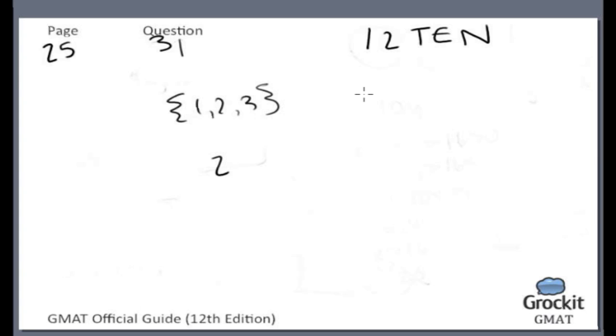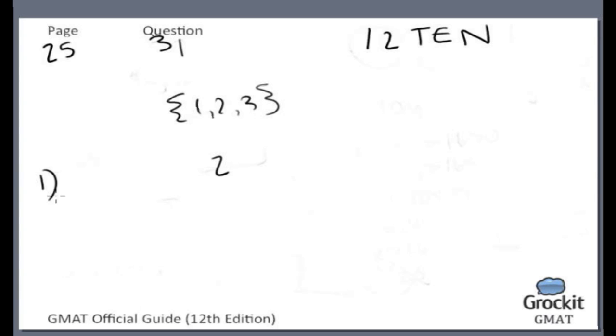Okay, so in order to determine whether the standard deviation is less than 3, we need to know something about the numbers in the set: the average distance between each number in the set and the mean, or the actual variance, which is the average of those squared distances.